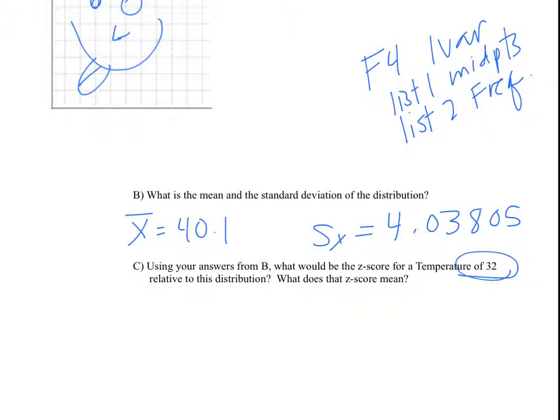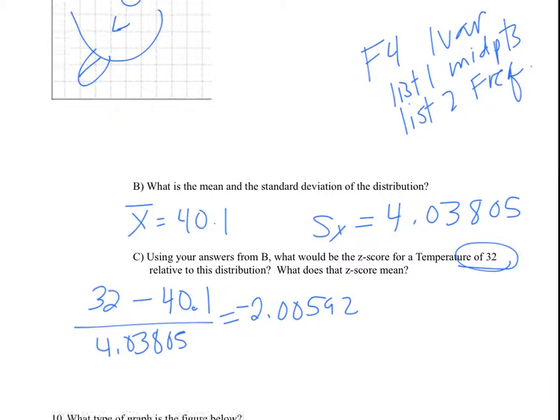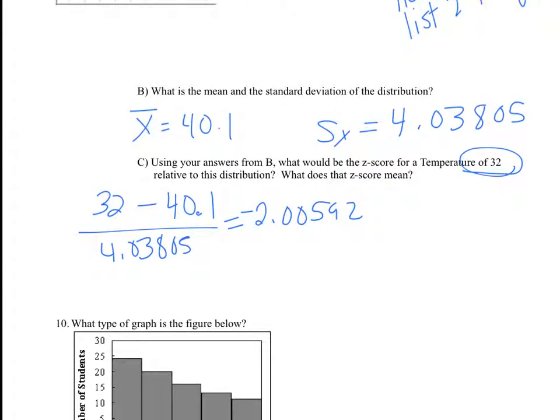And then we want the z-score for a temperature of 32 relative to this data. So we're going to take 32 minus the mean divided by the standard deviation. This is going to tell us how many standard deviations away from the mean this is. We're going to get negative 2.00592. And that tells us that 32 is 2 standard deviations below the mean.